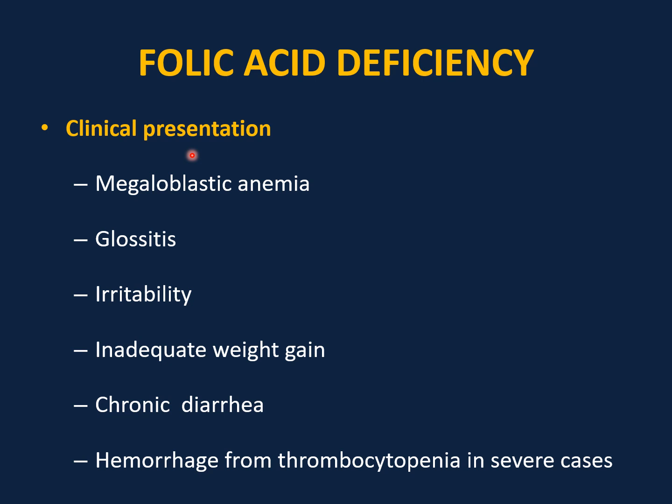Clinical presentation of folic acid deficiency is megaloblastic anemia, glossitis, irritability, inadequate weight gain, chronic diarrhea, and hemorrhage from thrombocytopenia in severe cases. As you see here, there is no neurological symptom, different from B12, which will be associated with the same but with neurological manifestation.